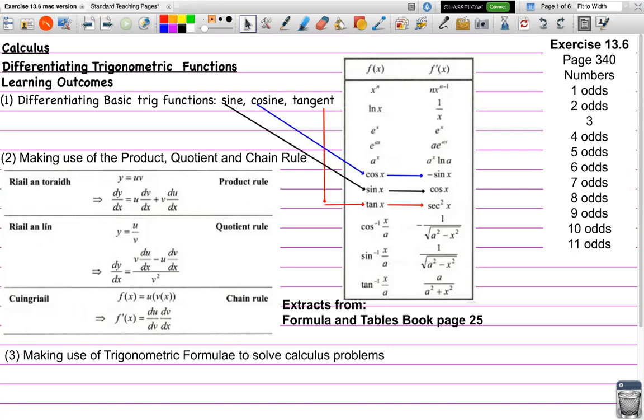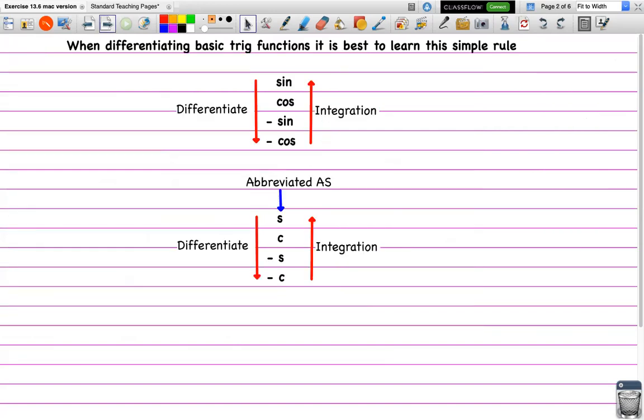Second learning outcome is making use of the product, quotient, and chain rule when differentiating trigonometric functions. And the third learning outcome is making use of trigonometric formula to solve calculus problems. On the right-hand side, you've got the exercise 13.6, page 340, with the numbers indicated underneath for what you have to attempt by the next lesson, and make every effort to get right. Now we'll move on to some examples.